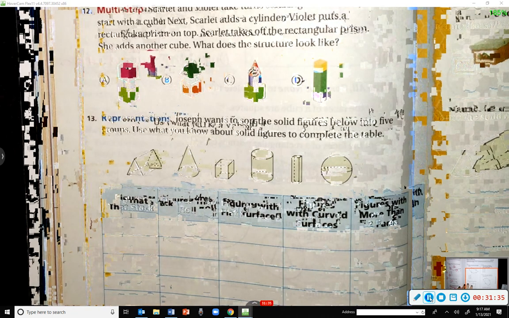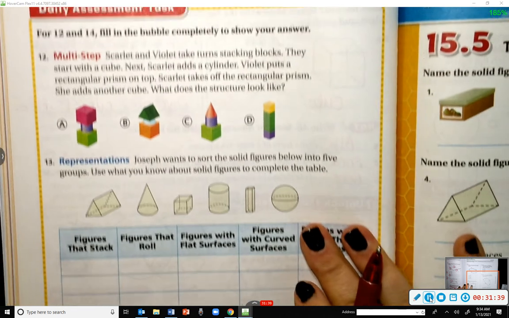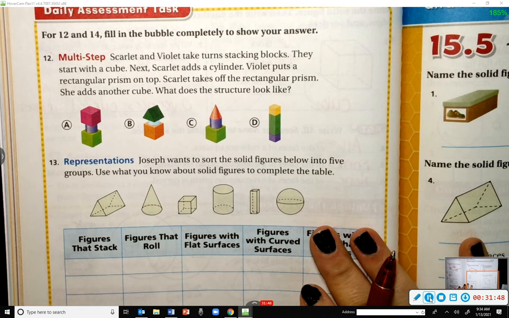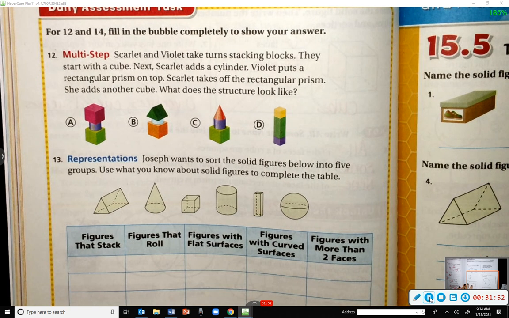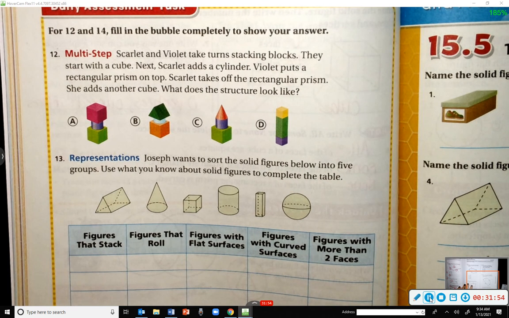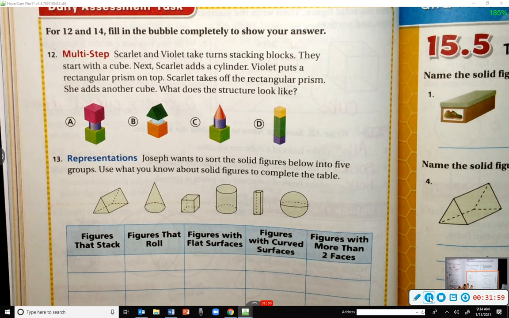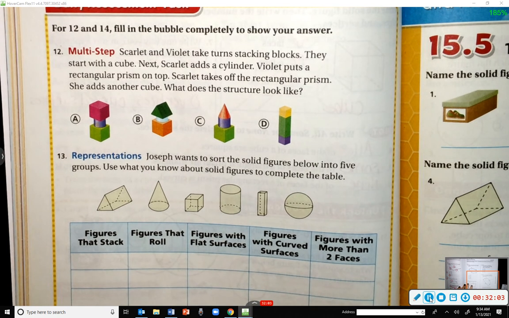So we've finished these problems in class, so now we're going to check them. For number 12, Scarlet and Violet take turns stacking blocks. They start with a cube. Next, Scarlet adds a cylinder. Violet puts a rectangular prism on top. Scarlet takes off the rectangular prism. She adds another cube. What does this structure look like?